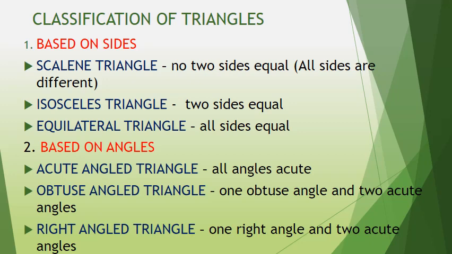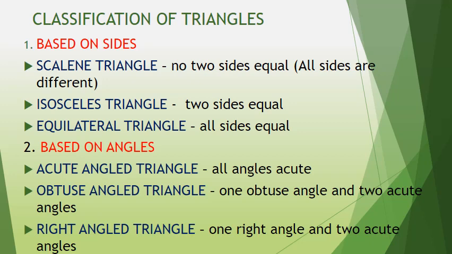Now we can see the classification of triangles based on sides and based on angles. You have studied about classification of triangles based on sides. Let's recall scalene triangle. If no two sides of a triangle are equal, then that triangle is called a scalene triangle. That means a triangle whose all sides are of different measures is called a scalene triangle.